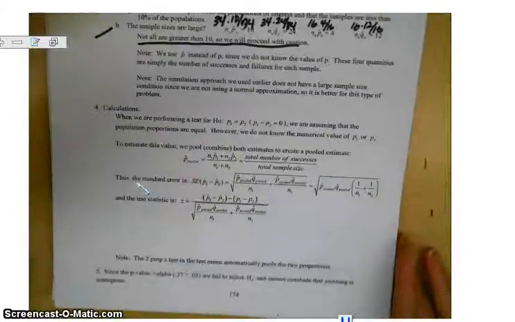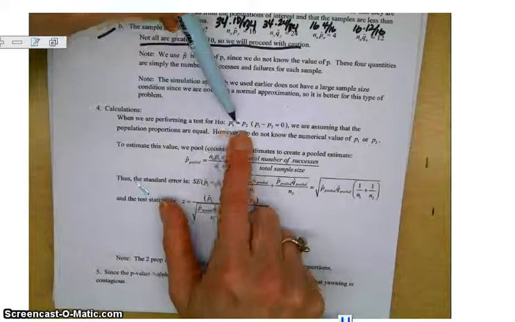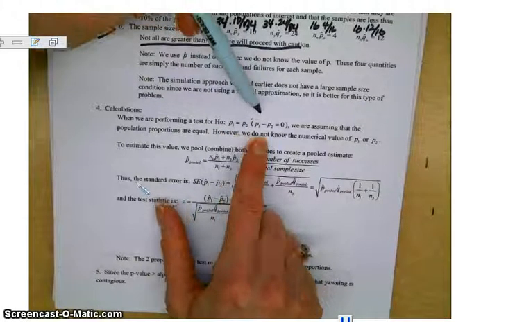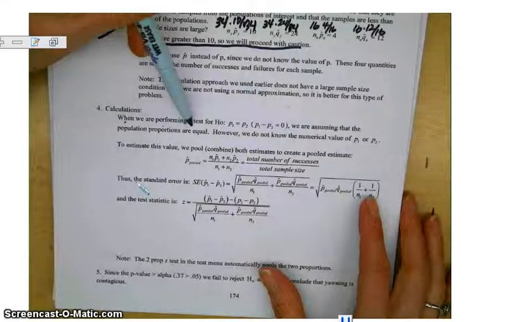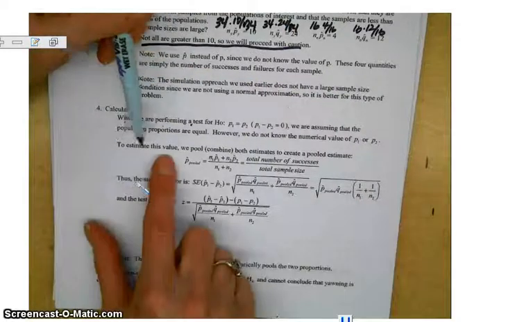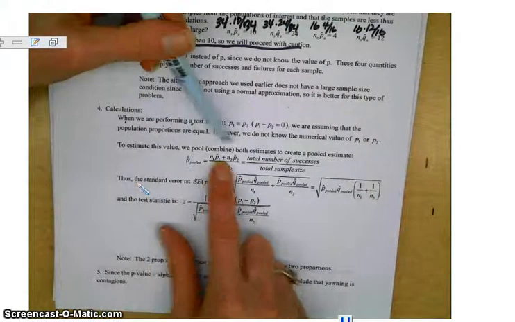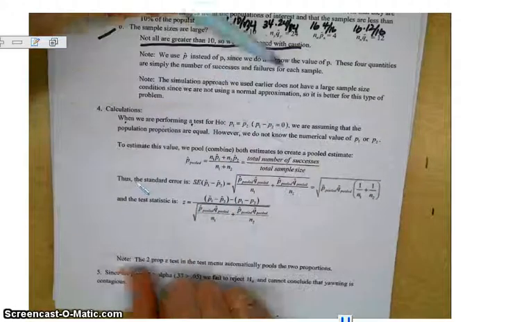All right, so calculations. Now we're down on the calculations. And when we're performing a test for the null, which means the 2 proportions are the same or their difference is 0, we're assuming that the population proportions are equal. However, we don't know the numerical values of P1 or P2. So to estimate this value, we pool or combine both estimates to create a pooled estimate.